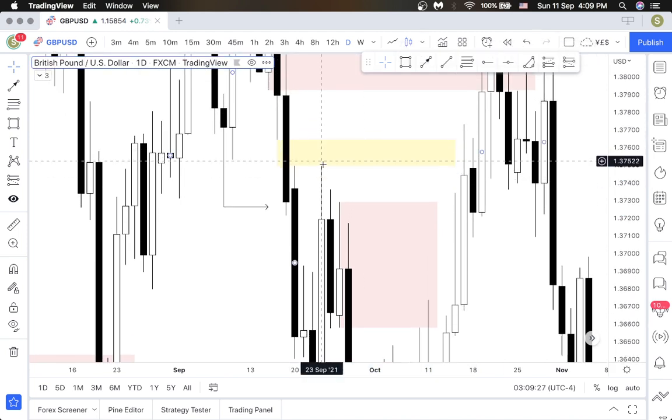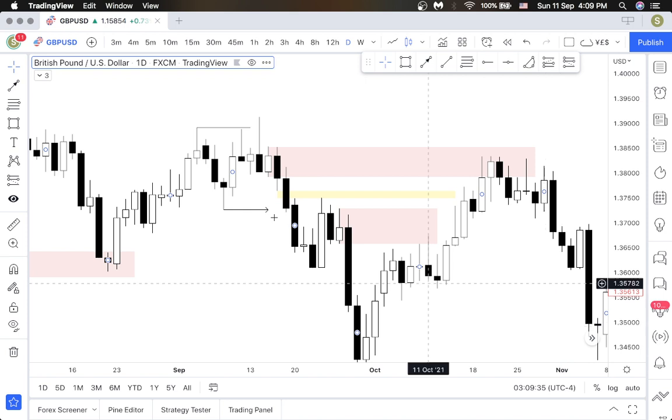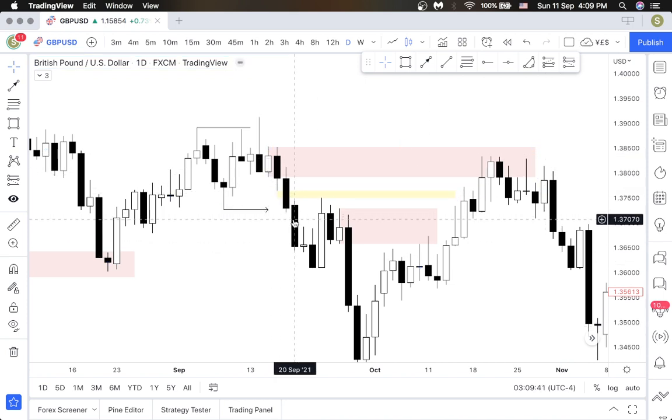You can see how price did come back into this imbalance, but we didn't fill the whole thing here, so I'm already expecting this high to get taken out as we go higher. So this imbalance here validates this order block, not this imbalance, this one.